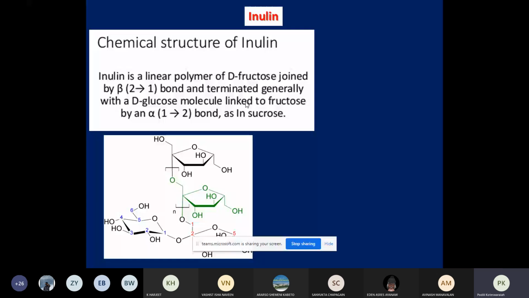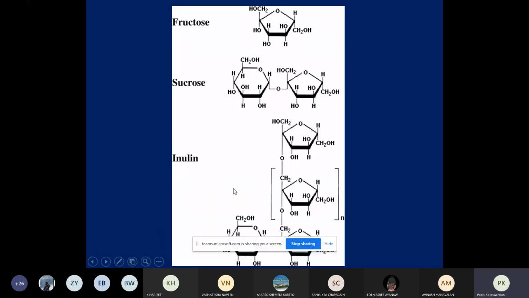Then inulin, and it is a storage form of carbohydrates in tubers, and it is a polymer of fructose with a terminal glucose unit, and the linkage between the fructose units is the beta-2,1 linkage. These inulins are mainly the storage form of polysaccharide, especially in some tubers like dahlia, artichoke, garlic, and so on.